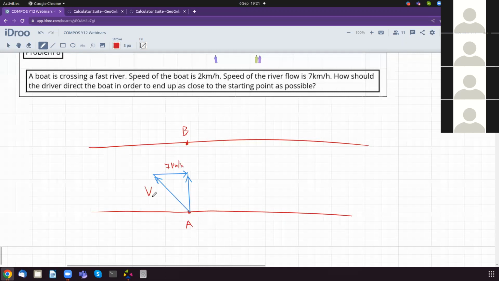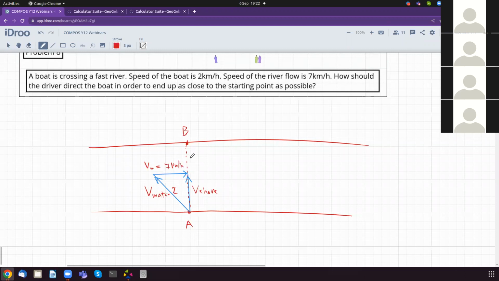So this is the speed of the boat relative to the water. This is the speed of the boat relative to the shore. And this is the speed of the water. Yeah, the hypotenuse would be 2. Brilliant, absolutely. The hypotenuse would be 2, which is not possible because the opposite side is 7. So it is not possible. If the river is faster than the boat, it is not possible to cross at a right angle.